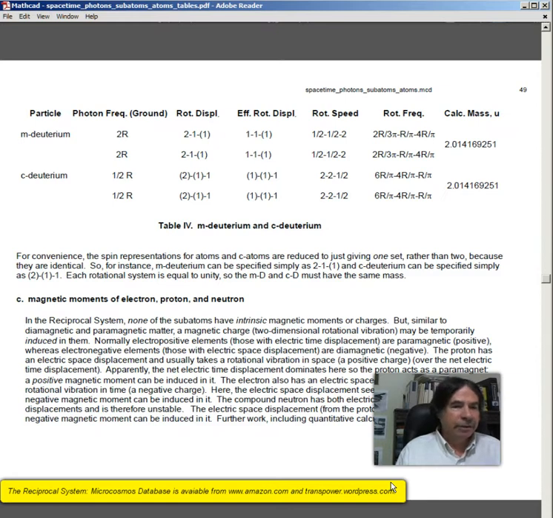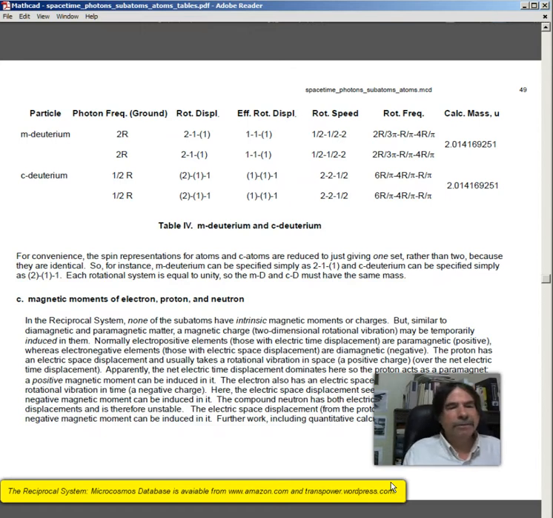You can see the photon frequencies, the rotational displacements, the effective rotational displacements, rotational speed, rotational frequency, and the calculated mass in U. For convenience, the spin representations for atoms and C atoms are reduced to just giving one set rather than two, because they are identical. So, for instance, M deuterium can be specified simply as 2-1-1, and C deuterium can be specified simply as (2)(1)(1). Each rotational system is equal to unity, so the M deuterium and cosmic deuterium must have the same mass.